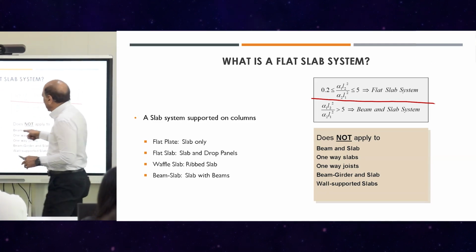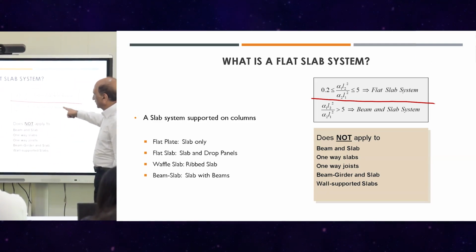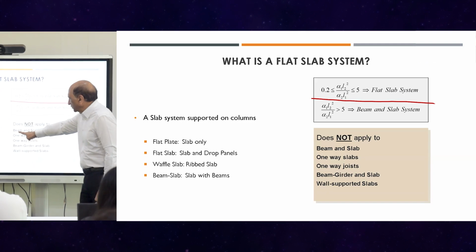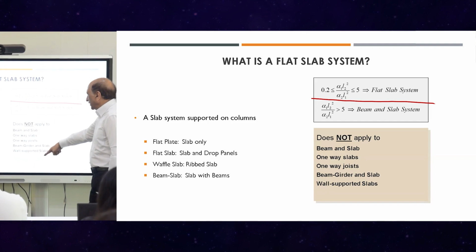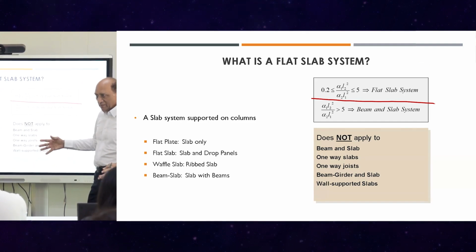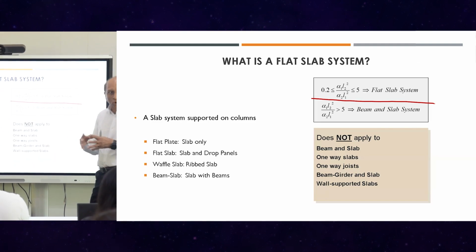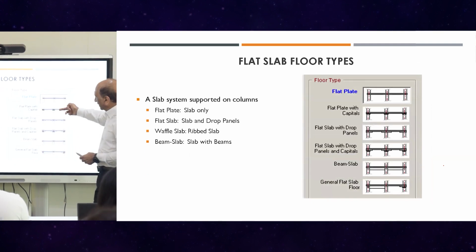So this method does not handle beam and slab one way, or one-way joist, beam girder slab, and anything which is a two-step transfer, it doesn't handle. But it handles all direct transfer in one unified method. So flat slab, flat plate.